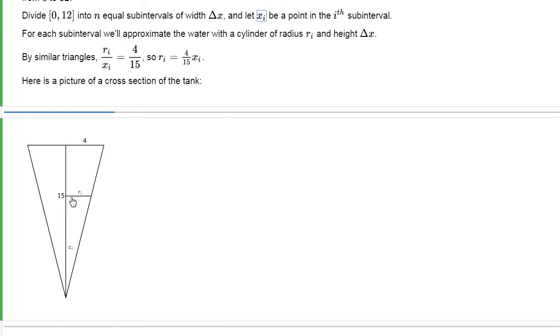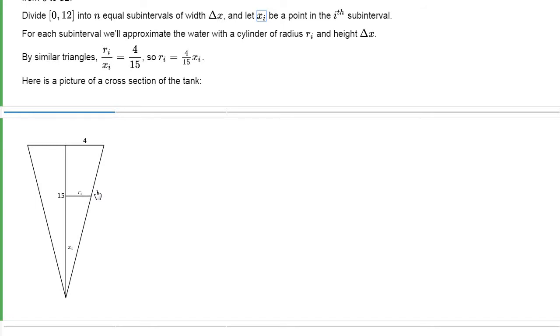So here is x sub i, which goes from the bottom up until this point. Here's r sub i, the radius there. This is just a cross section of the cone. So 15 feet all the way up, 4 at the base, r sub i at the ith subinterval. So imagine I have a little cylinder of water right here. I want to find the volume of that cylinder.